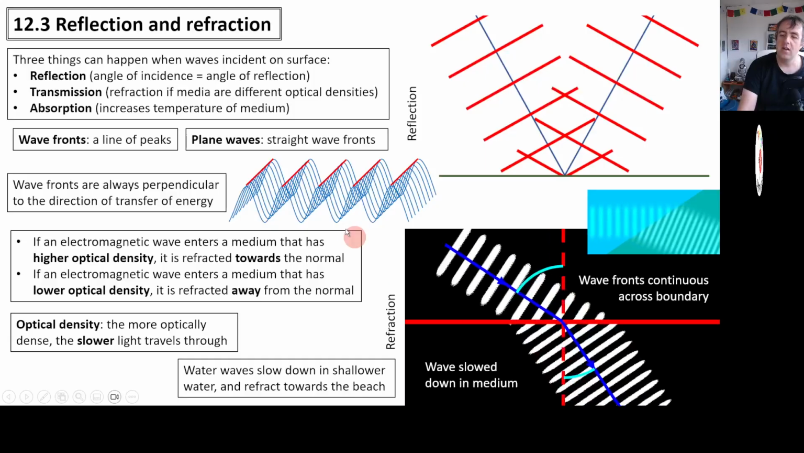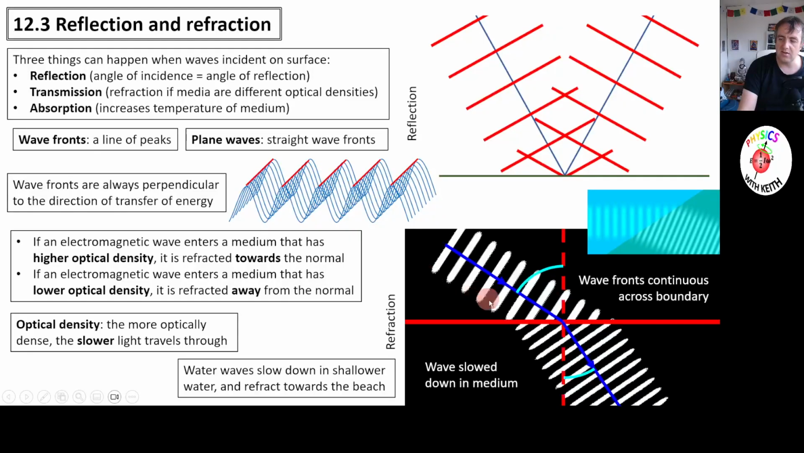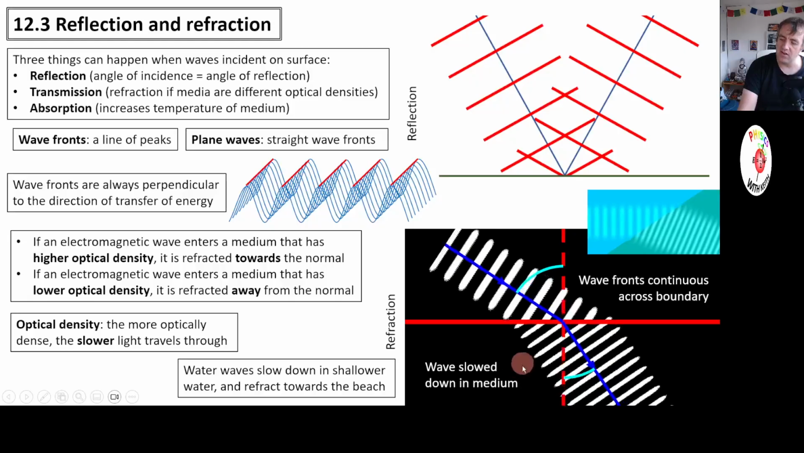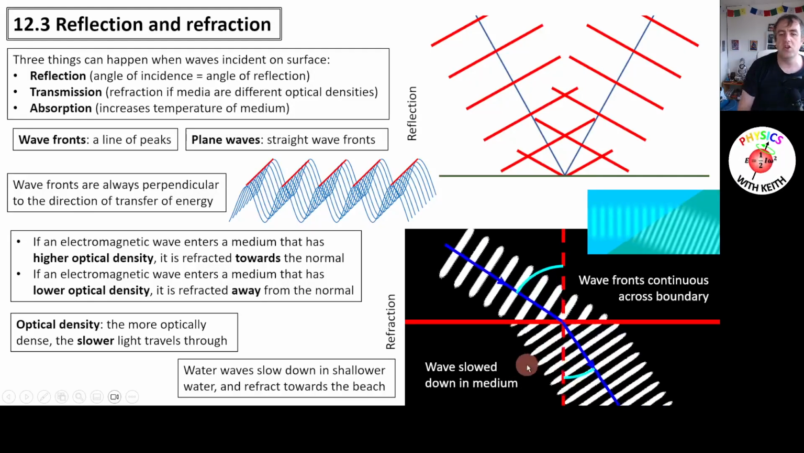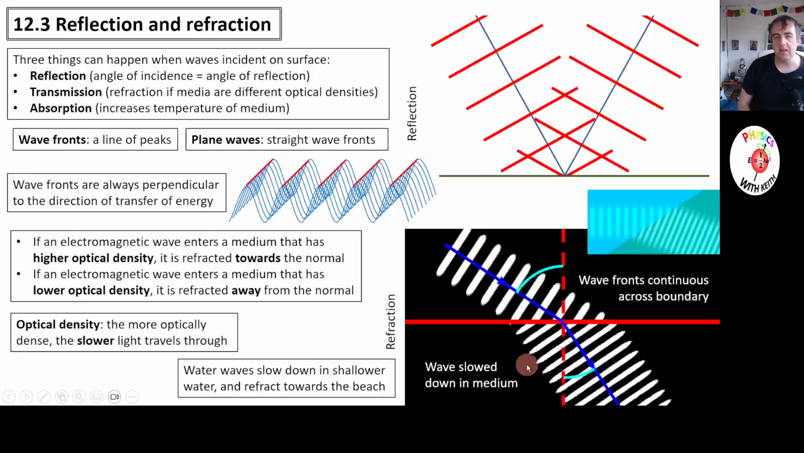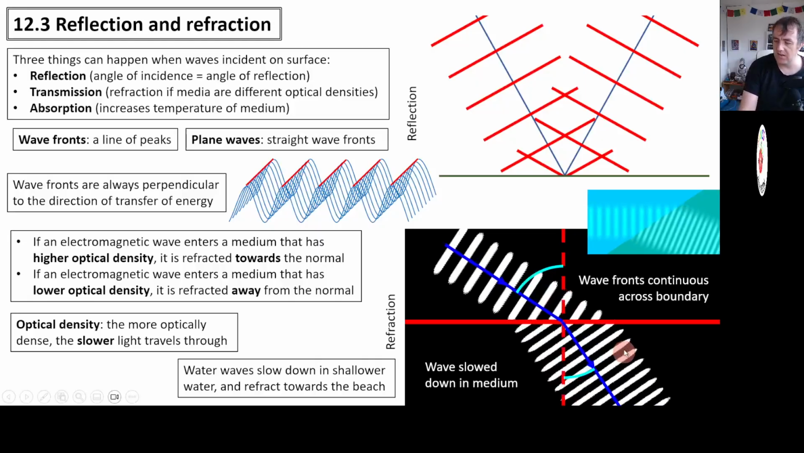The wavelength, peak to peak, is the distance between two wavefronts. And you can see the distance between wavefronts in the second medium is smaller than in the first medium. So the wavelength has reduced, and the speed has reduced, because the frequency stays the same.